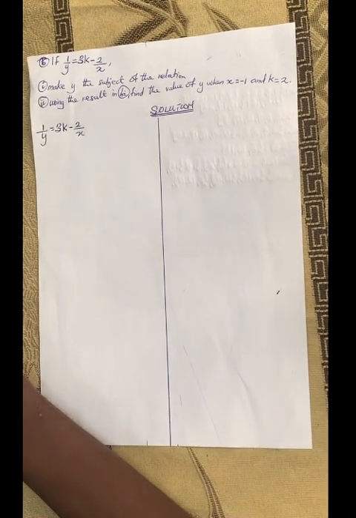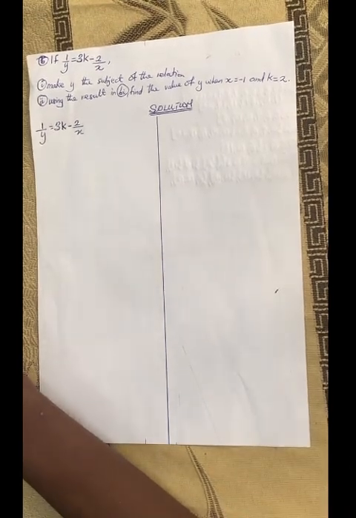Alright, so you are welcome once again. Let us look at question 1B of the 2025 BECE mathematics paper. It says if 1 over y is equal to 3k minus 2 over x, I make y the subject of the relation. II. Using the result in BI, find the value of y when x is equal to minus 1 and k is equal to 2.